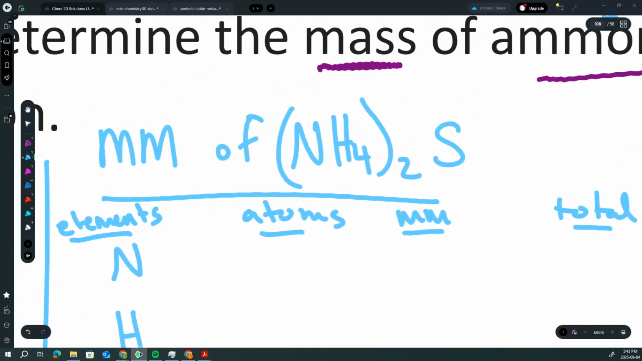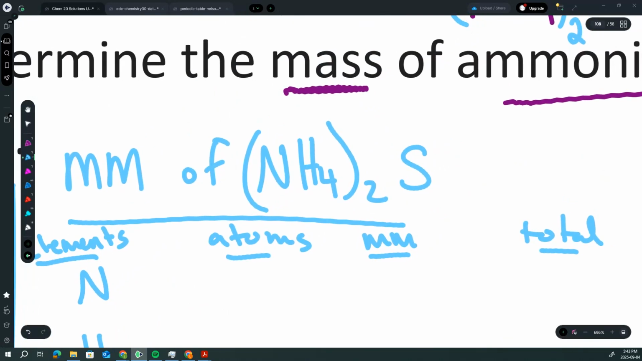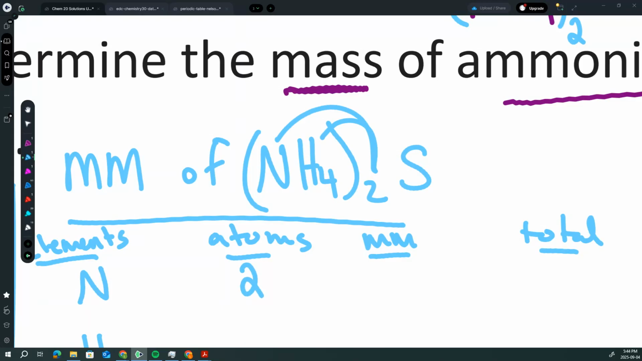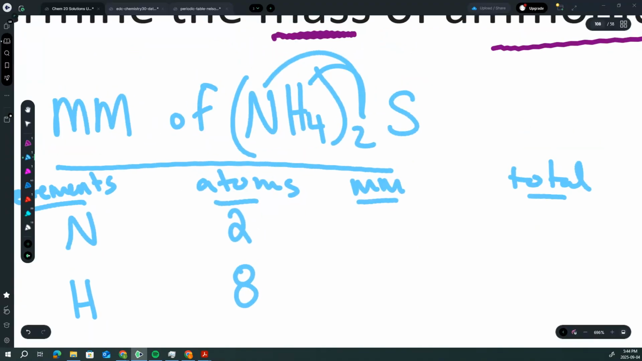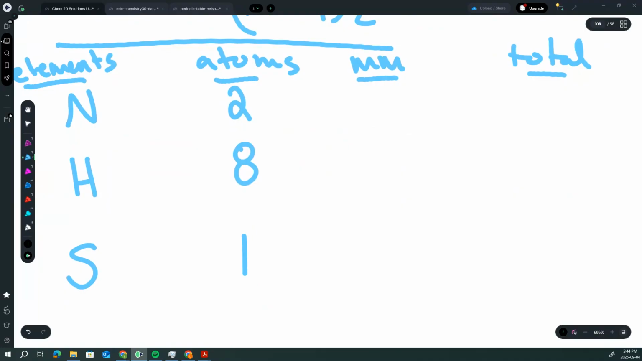All right, so for the amount of nitrogen, keep in mind that with these brackets, this 2 applies to anything inside of the brackets. So we have 2 nitrogen atoms, and we have 2 times 4 hydrogen atoms, so 8 hydrogen atoms. And then for sulfur, since there's an invisible 1 right there, there's just 1 atom of sulfur.